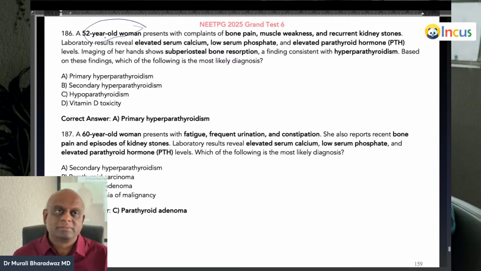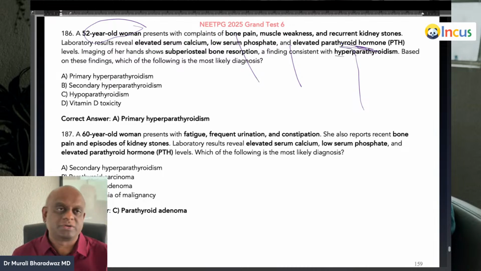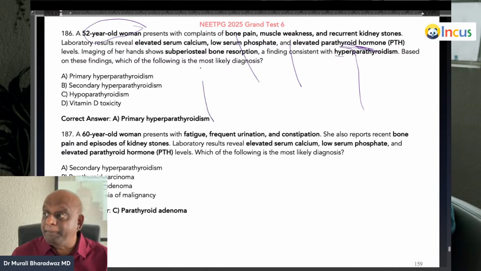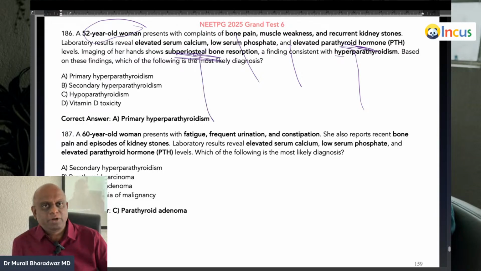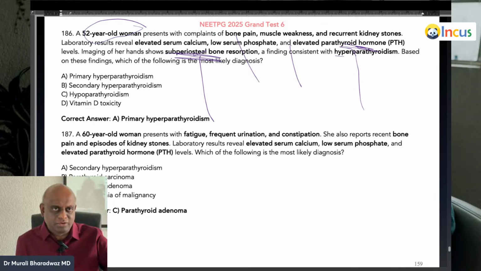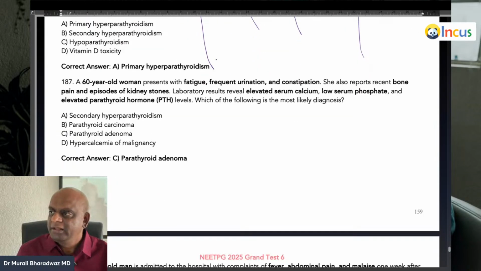52-year-old woman with bone pain, muscle weakness, and recurrent kidney stones. Abdominal pain, psychic moans, and subperiosteal bone resorption: primary hyperparathyroidism.